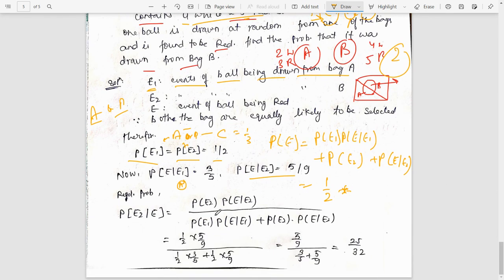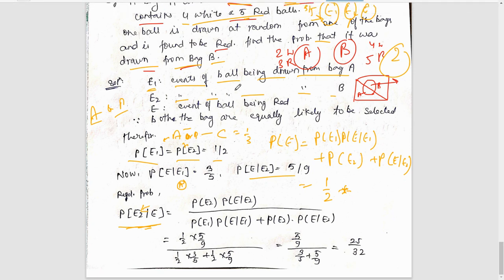And you just need to use this particular formula, because we are actually interested in finding the probability that it was drawn from bag B. Bag B is being represented by E2 here, the event of a ball being drawn at random from bag B. So we are trying to find the probability of E2 when E has already occurred, and using the total probability and Bayes theorem it is translated this way.